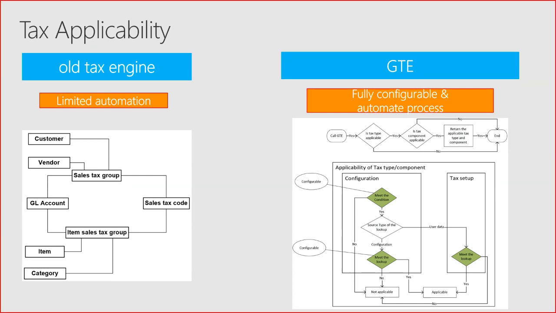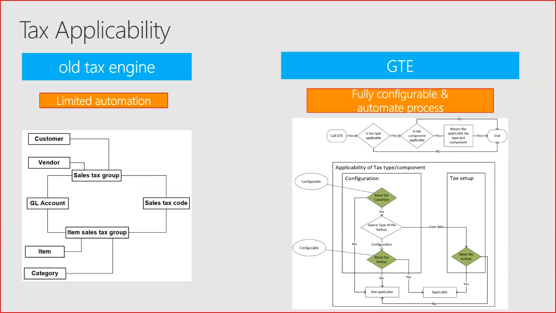But still, it's a limited automation. Sometimes you need a more flexible applicability rule, which cannot be satisfied by this limited applicability logic with the old tax engine. So sometimes users still need to manually change the sales tax group or item sales tax group, to make sure that the correct sales tax code will be applied for this transaction.